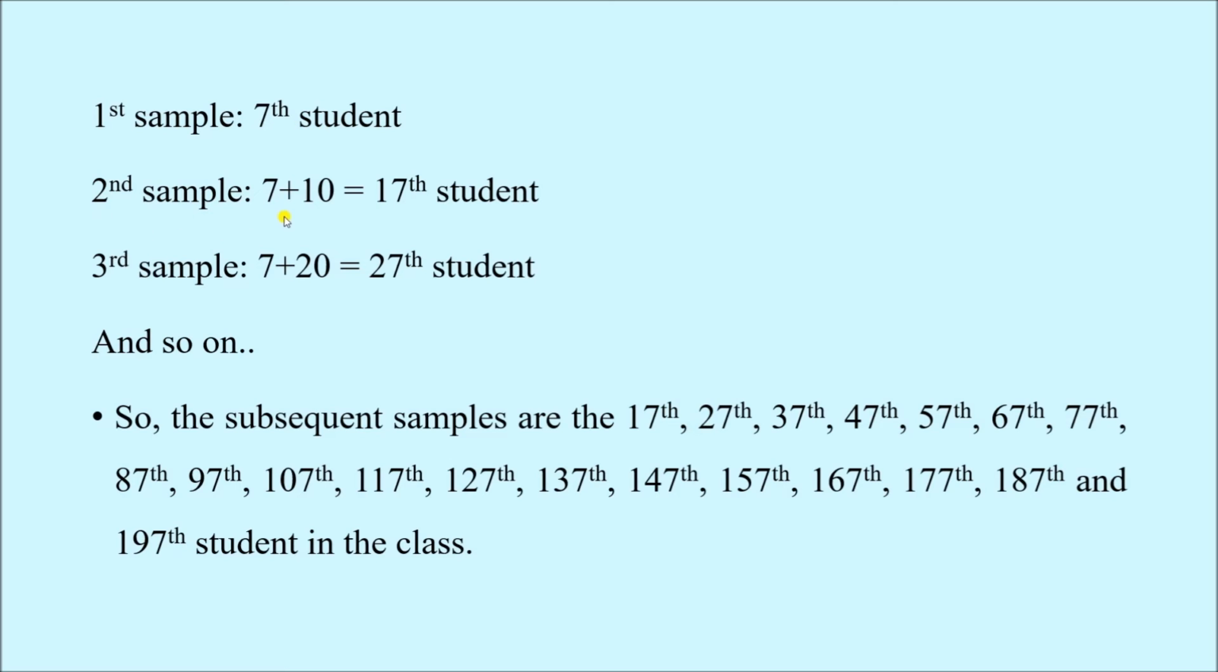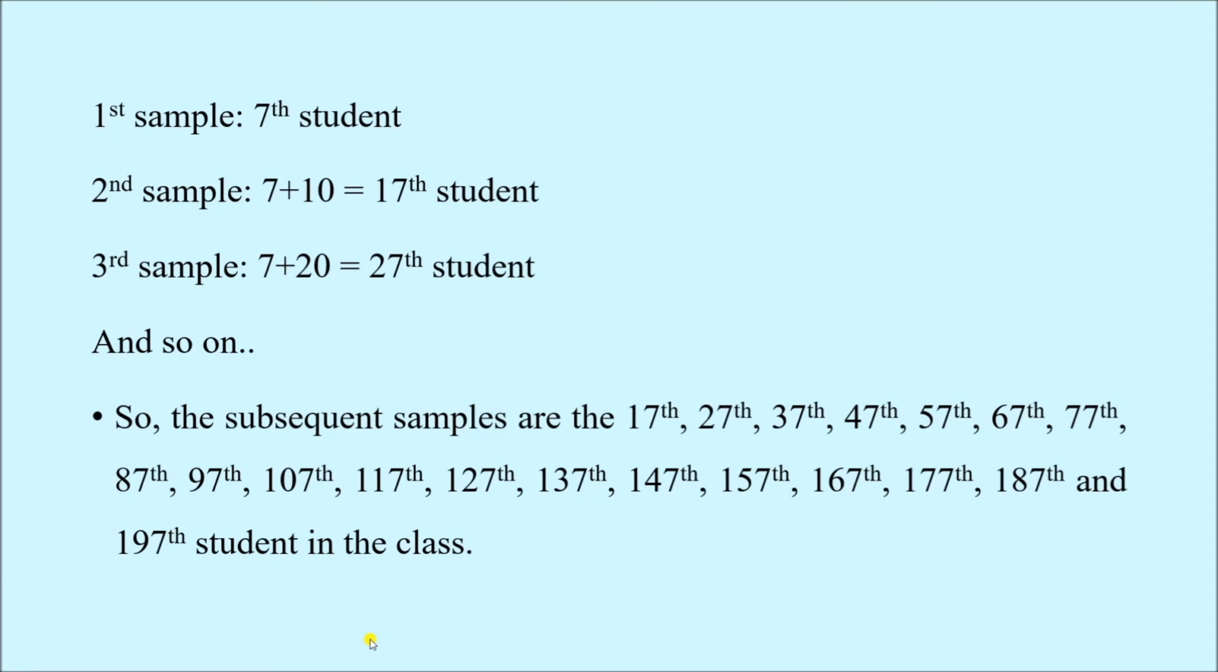Second sample is 7 plus k, and k was 10. So 7 plus 10 is 17. So the 17th student, or we can say the roll number 17, is the second sample. Then we add the k value, that is 10, to the second number, that is 17. So we get 27th. So like this we shall get all these roll numbers. So 17th, 27th, 37th, 47th, 57th, like this up to 197th.